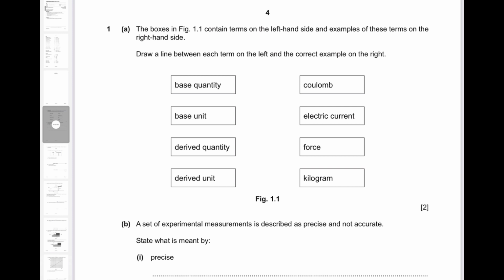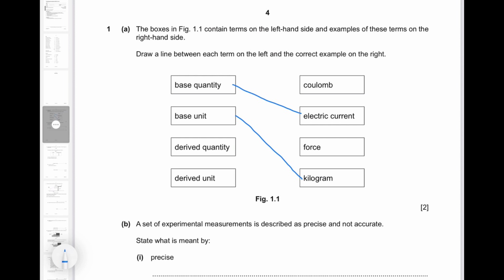Starting with base quantities. So base quantities would include mass, length, time, temperature, and current. Out of all of them, we've got electric current over here. Then base units. So base units would be for the exact same quantities. Those would be kilograms, meters, seconds, Kelvin, and ampere. So here we've got kilogram.